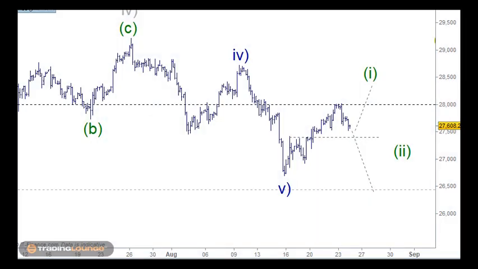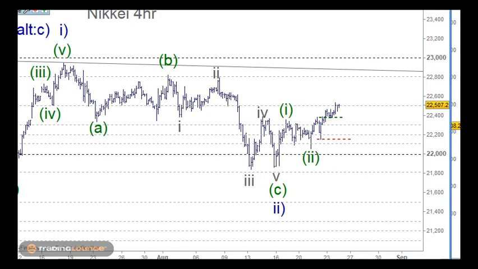And the Nikkei has pushed up and triggered a long trade. Find that.